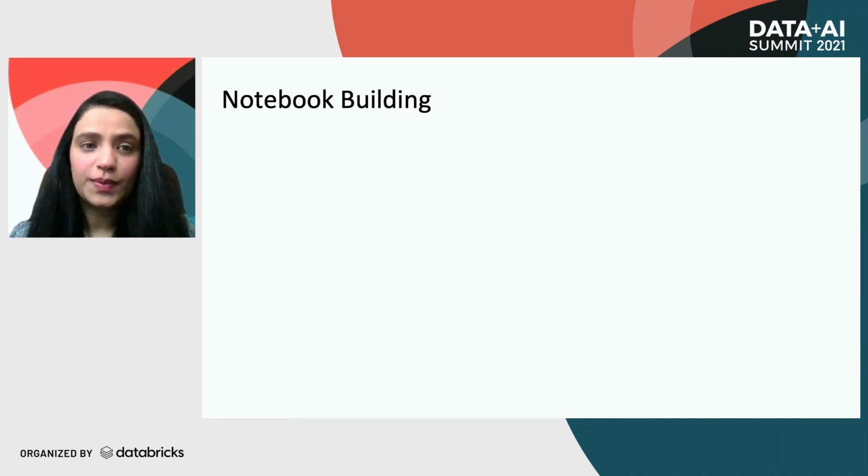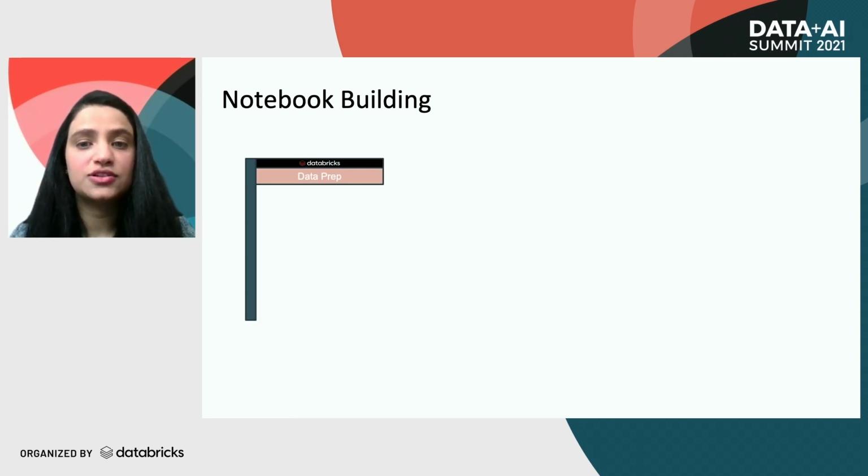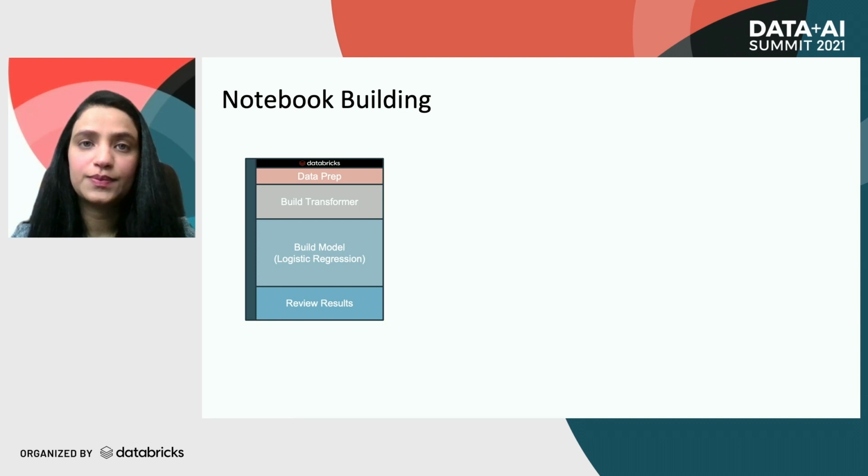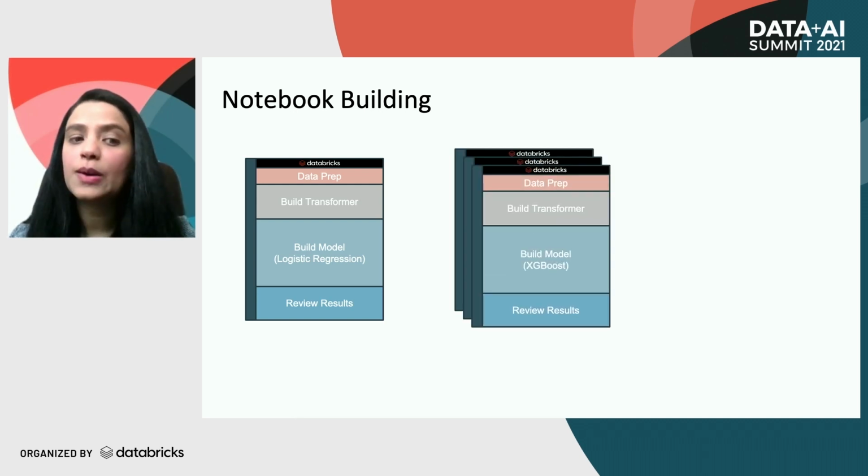As part of notebook building, we first tried to combine all 4 data science stages into one notebook. The challenge here was the inability to train multiple models. One way to do that was by replicating the notebook and training different models in each. There were a couple of problems with this approach.